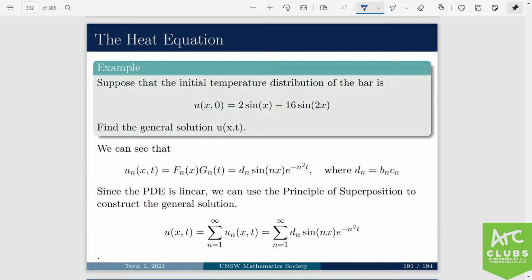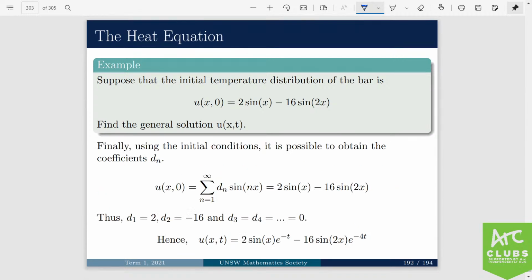Now, because this is linear, we're going to use the principle of superposition, and we're going to construct the general solution. So instead of trying to find u_n, we're going to try and find u total. So we create a summation, and we're going to sum them all together, and that's what's done here. We're just taking this and adding them for every single value of n possible.